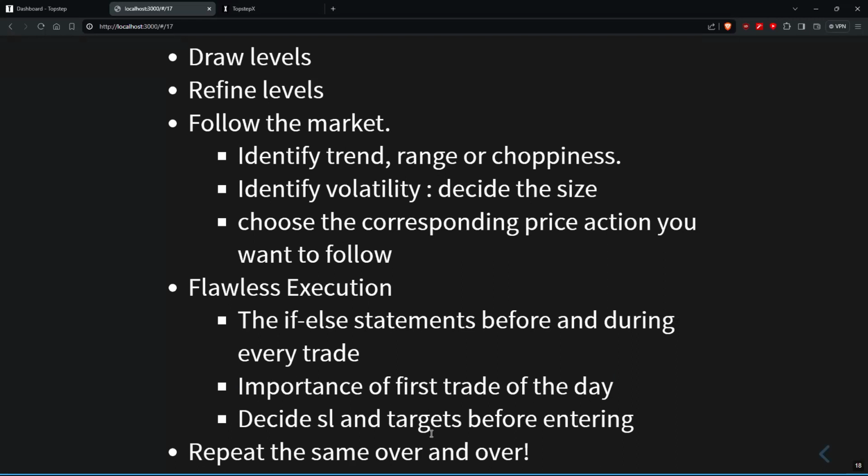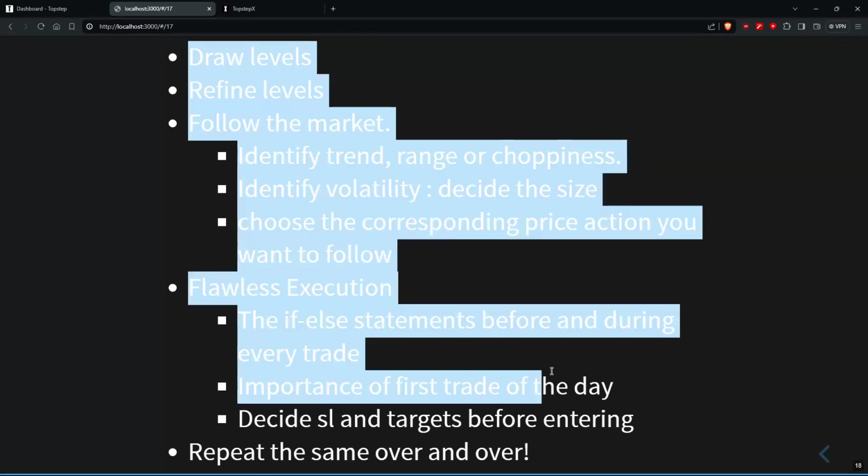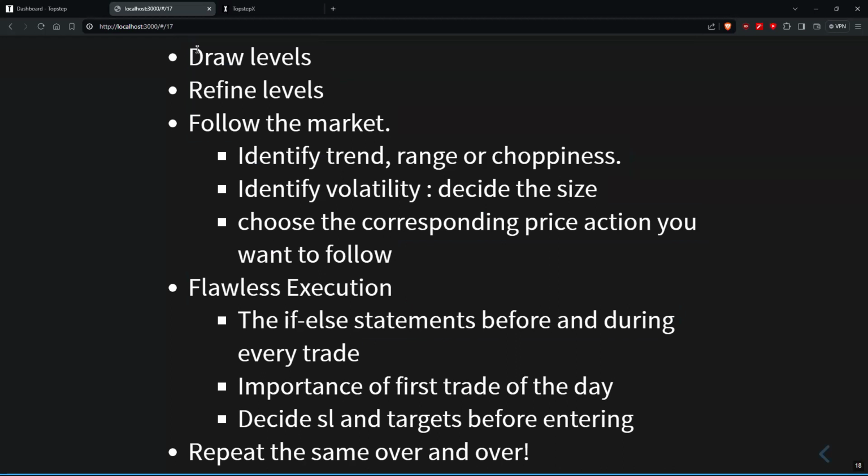And a bad first trade doesn't mean that you took a loss on the trade. A good first trade means that you acted on your plan. You followed everything you had decided. You followed your style. You followed your plan. You drew the levels. You defined the levels. You identified the market. You decided the size before entering, and you had a risk reward in mind. So that's what I mean by the importance of the first trade.